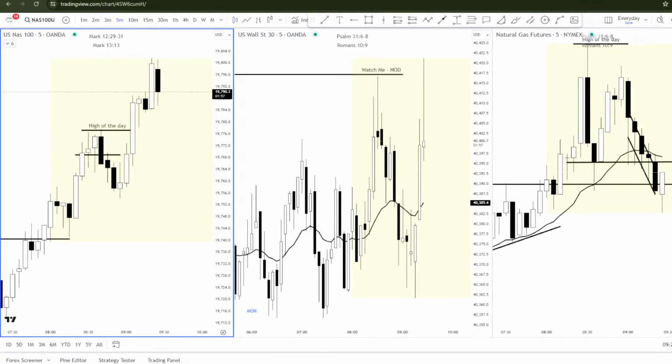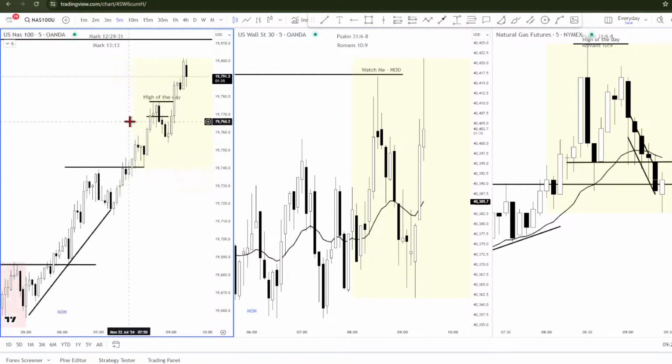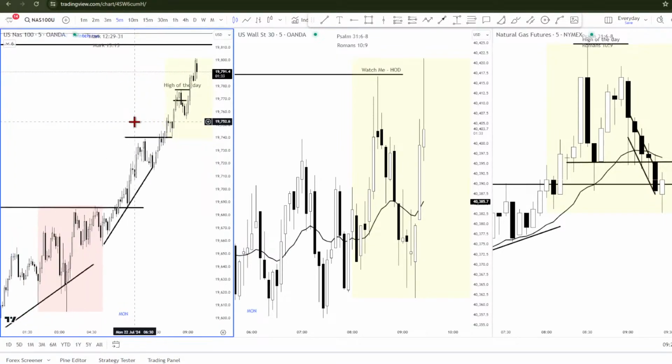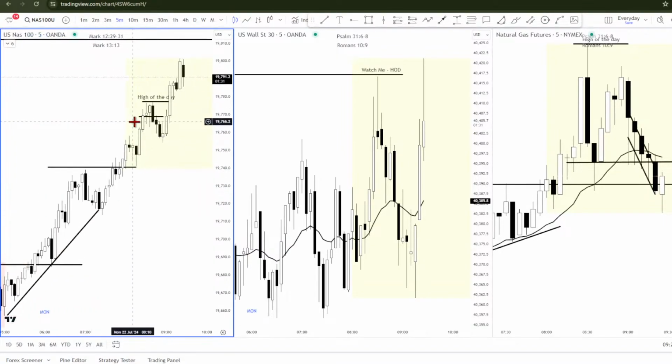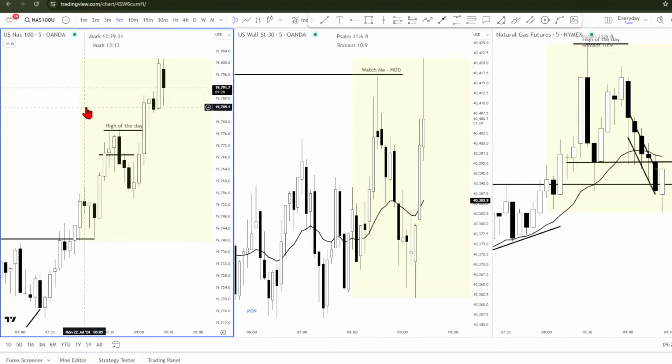Yep, natural gas just made that lower low, so now I have my break in structure down, which I'm going to annotate on my other screen here. Yeah, it would be nice to see them hit the previous day's high first, but we'll see. 2 minutes to the open.